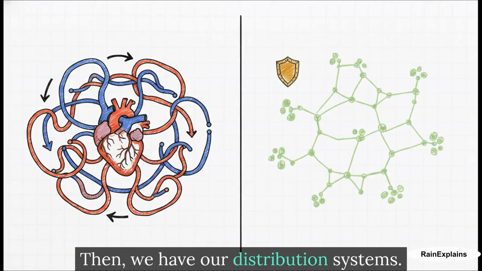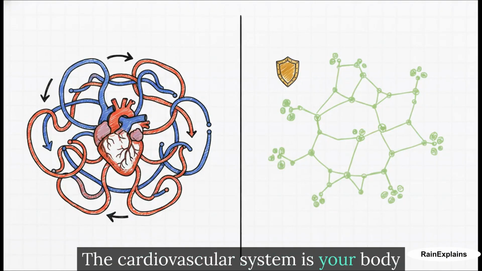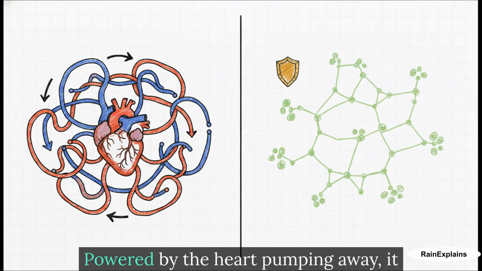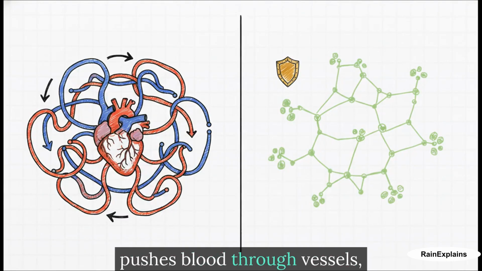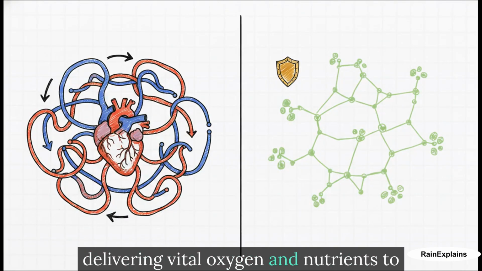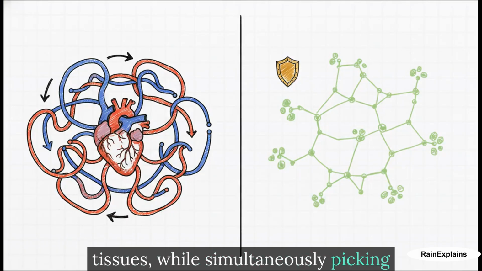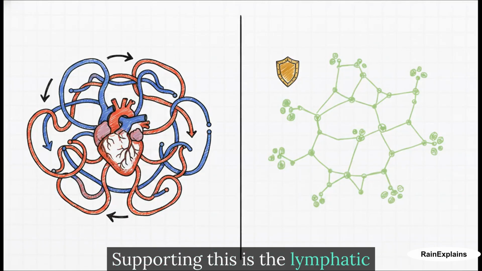Then we have our distribution systems. The cardiovascular system is your body-wide transport highway. Powered by the heart pumping away, it pushes blood through vessels, delivering vital oxygen and nutrients to tissues while simultaneously picking up waste. Supporting this is the lymphatic system.